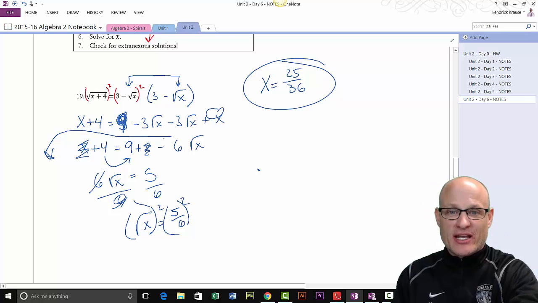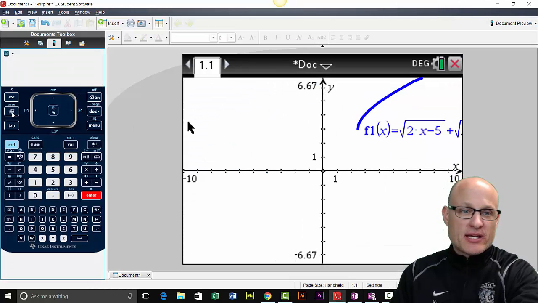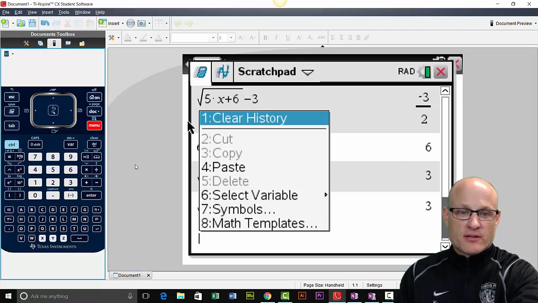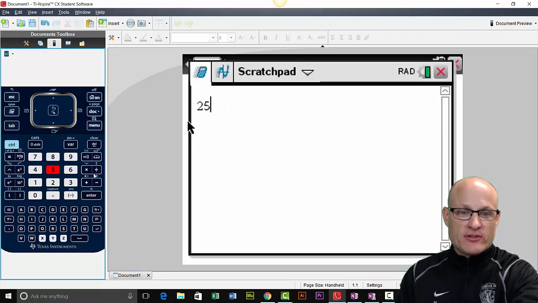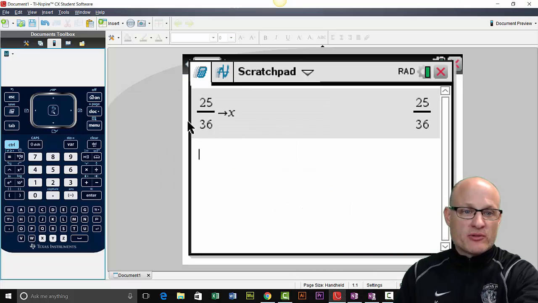So I'm going to check that using the calculator because I think that's the easiest way. So I go to my calculator and I say, okay, let me get rid of all this. Clear history. So I'm going to do 25 divided by 36, and I'm going to store that into x. You'll notice it'll fix it for me, make it look nice. And the left side is the square root of x plus 4.